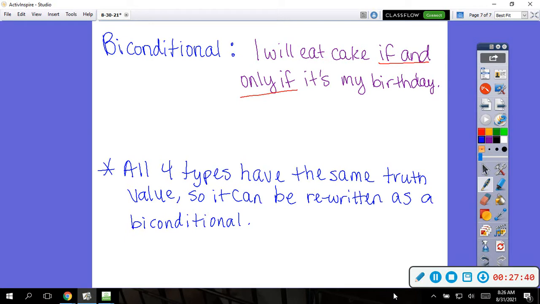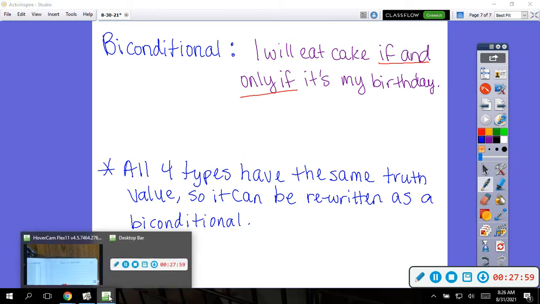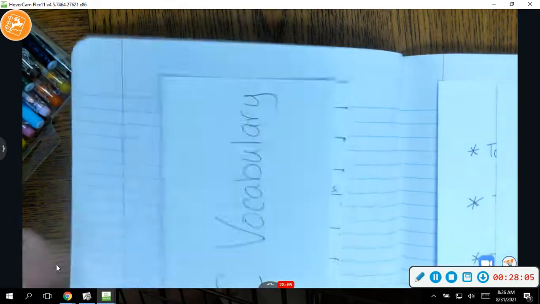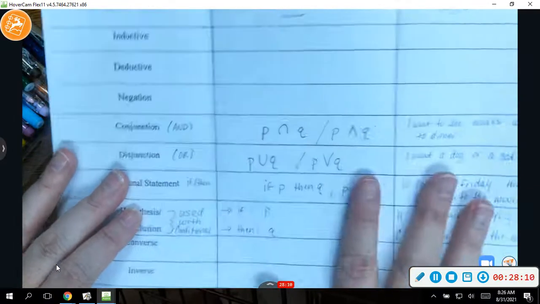All right. So let's see what we need to add into our journal as far as some words. You already have the definitions in your foldable, but let's add the symbols into it. So we're going to turn the page to our logic vocabulary, which was just from a couple days ago. Okay. So notice we have some of these words in here.